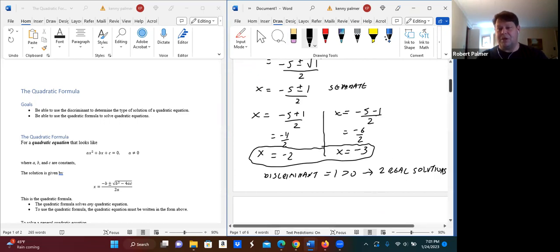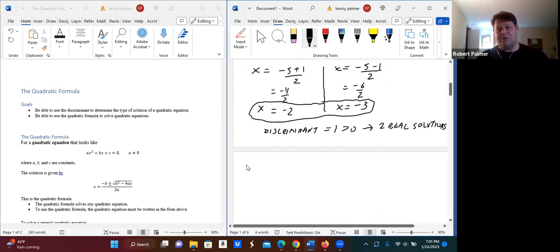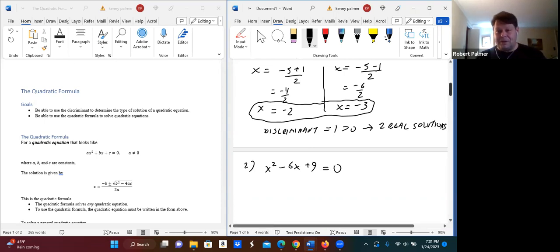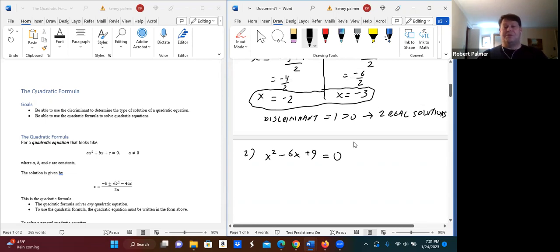Okay, so that's our first example. Let's take a look at another one. So number 2. Give me a moment, let me choose the one I want. Okay, let's do this one. x squared minus 6x plus 9 is equal to 0. Actually, this is another one that would factor, but let's take a look at this one, and also something else you'll see that happens.